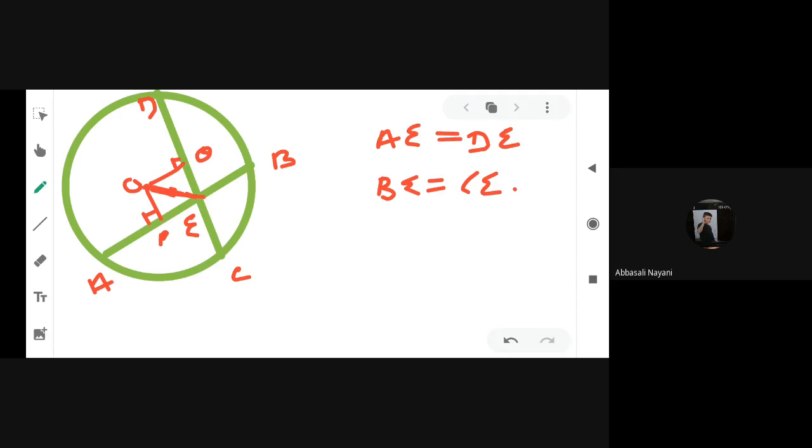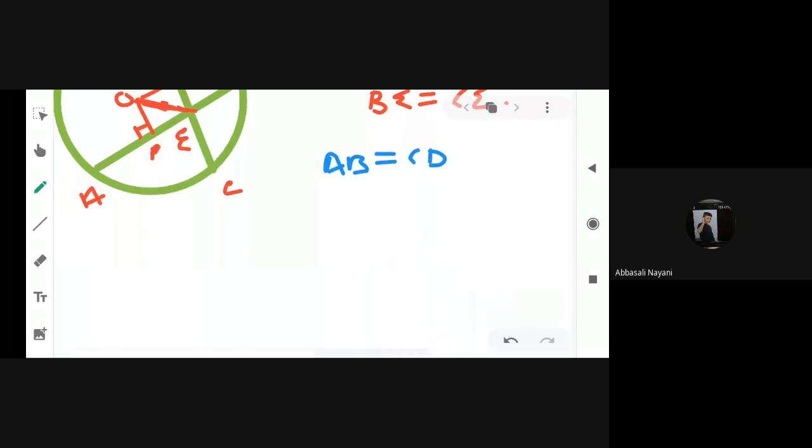Now we are going to solve that question with the help of some theorem. Please see here and listen to me carefully. First of all, it is given in the question that AB is equal to CD. Equal chords means AB and CD, these two chords are equal.